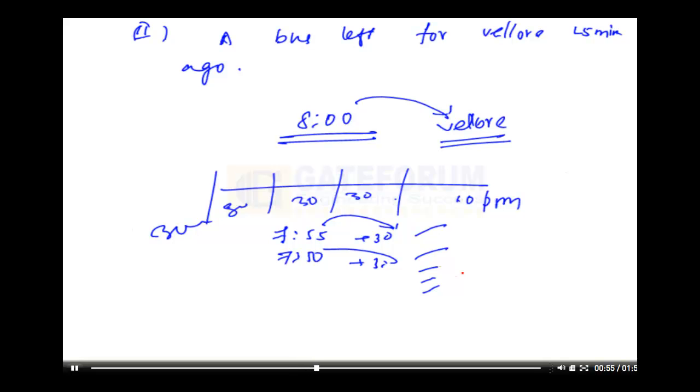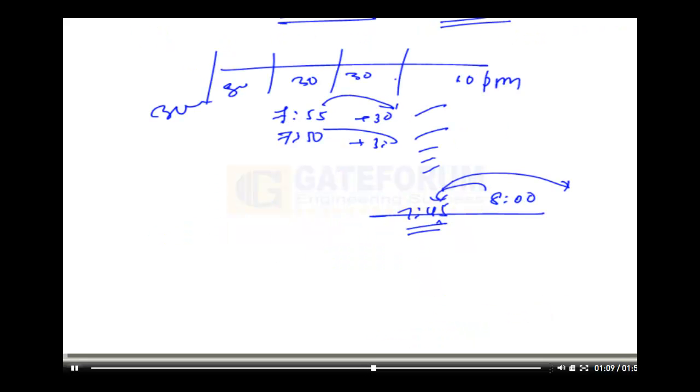Let us look into statement 2. A bus left Vellore 15 minutes ago. So 15 minutes before 8 o'clock, at 7:45, a bus has left for Vellore. But we don't know the timings of the previous buses, nor the frequency of the buses from only statement 2. The next bus may be after half an hour, or 45 minutes, or 1 hour, or 2 hours, or 3 hours. As we don't have the frequency of the buses, we cannot answer this question by only statement 2.